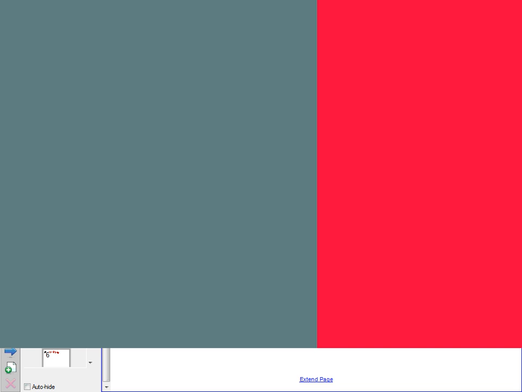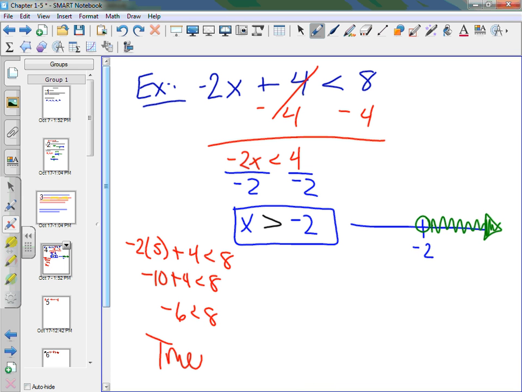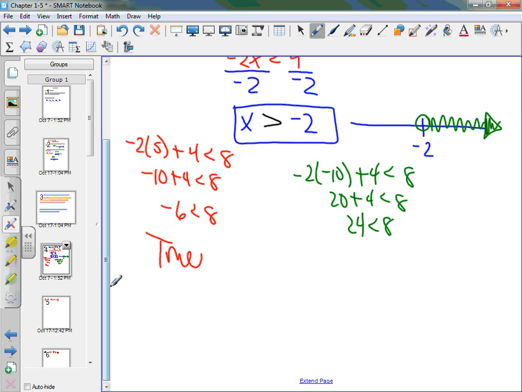That's a true statement. And we want true answers, right? Now, if we would not have flipped the sign, it would have read: x is less than negative 2. So give me a value less than negative 2. Negative 10. Now, negative 2 times negative 10 plus 4 is 20 plus 4, which is 24. Is 24 less than 8? No. That's a false statement. So do you understand, if I did not flip the sign, I would have ended up with all solutions that were false. And that's not what I want. Do we all understand this now? Yes or no? Okay. Excellent. Thank you so much, Sarah. I appreciate that very, very much.